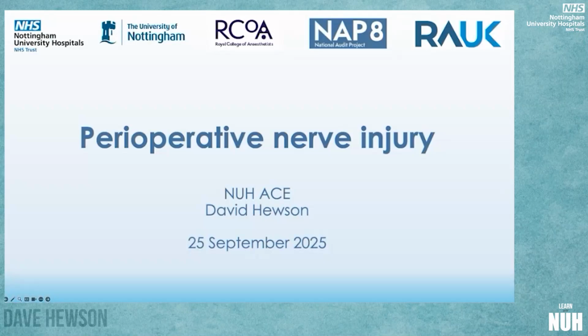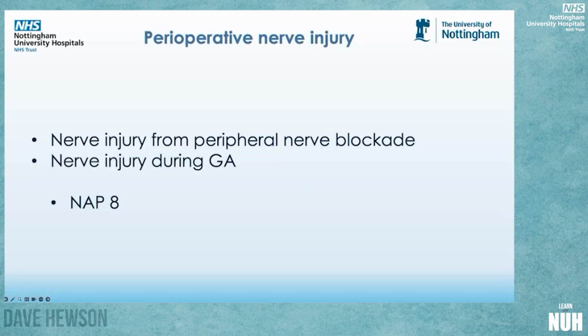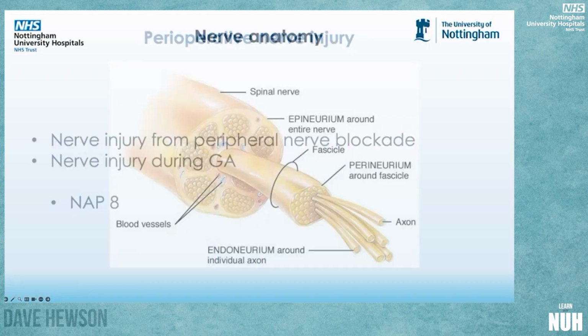I'm going to talk about nerve injury from peripheral nerve blocks, and nerve injury that arises during general anaesthesia, specifically from patient positioning, and a little bit of detail about NAP8 because that's very much on the horizon. I'm not going to talk about nerve injury arising from central neuraxial blocks, although that is going to form part of NAP8, which I'll mention at the end. That's a topic for another day.